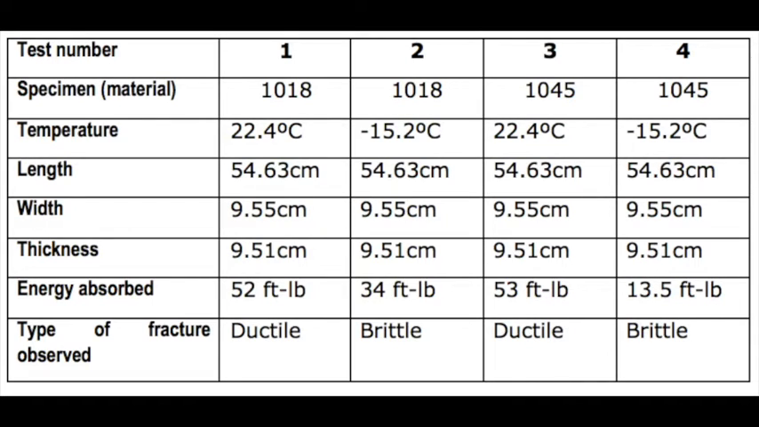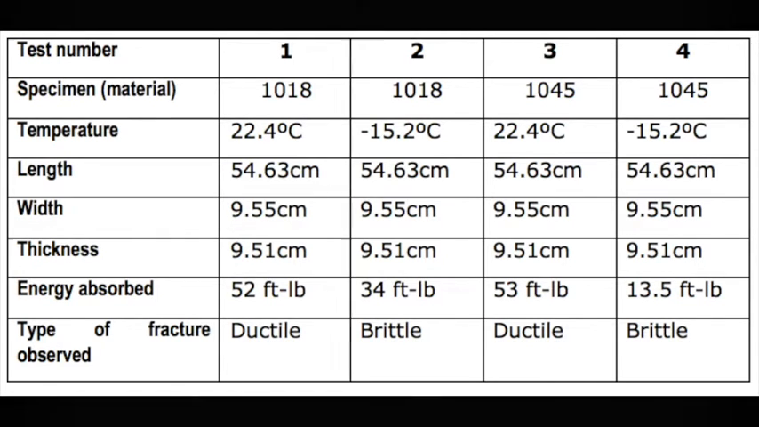And you can see that also the ones that were at room temperature had ductile fracture, and the ones at minus 15.2 degrees were brittle fracture. And you can see that the 1018 steel absorbs less energy than the 1045 steel.